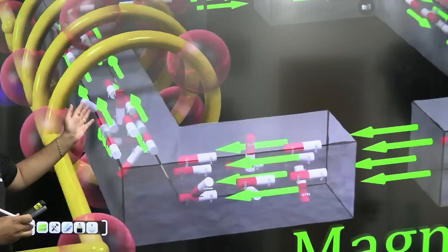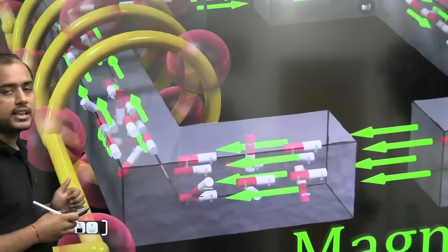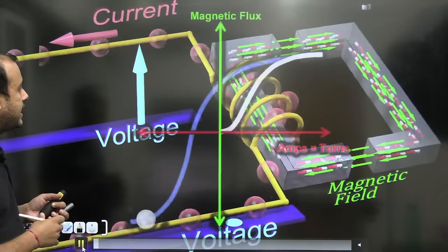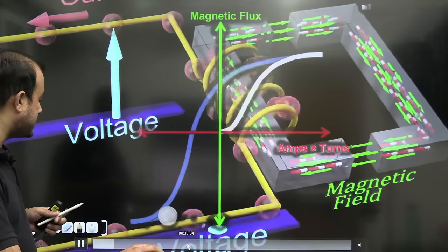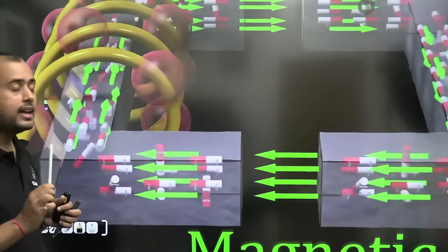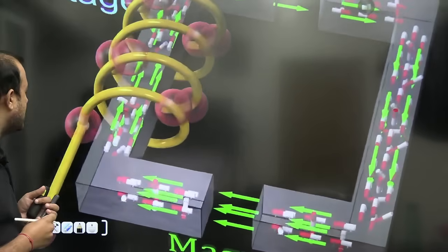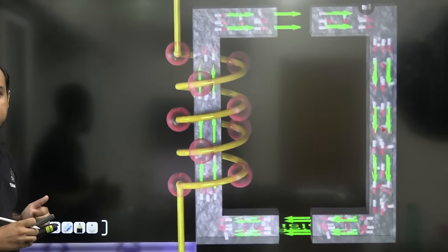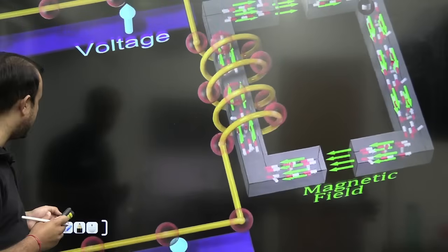Now, if you keep on applying the positive voltage, the current will keep on increasing, and eventually all the dipoles at some point will become random. That is called coercivity. So the magnetic field at which all dipoles become random is said to be coercivity, and this time coercivity will be on the positive x-axis.